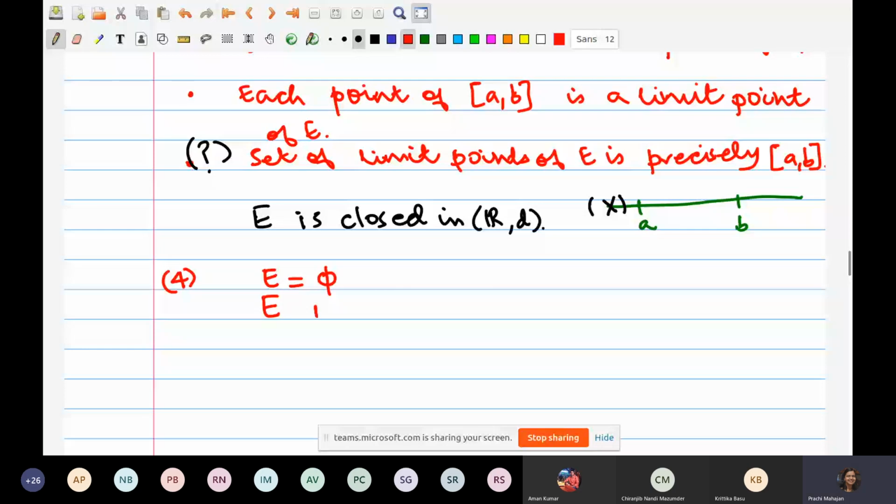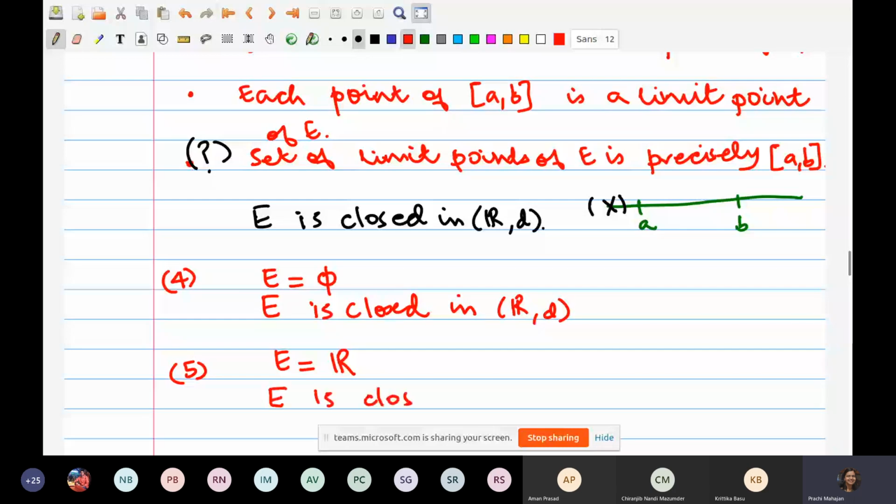An example is, what if I take the entire real line? Again, the question is: is this set closed in R? So this brings me to the following question. What are the limit points of this set R? The entire set is the limit point of the set R. So again, E contains all of its limit points. So this is another example of a set which is closed in R.